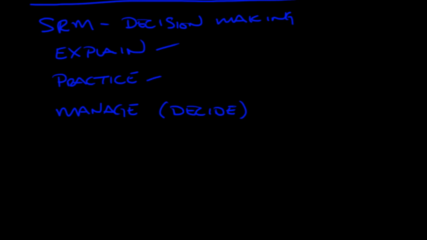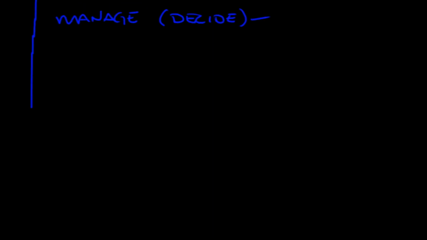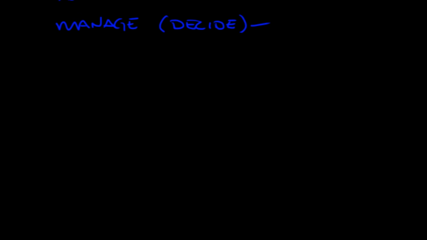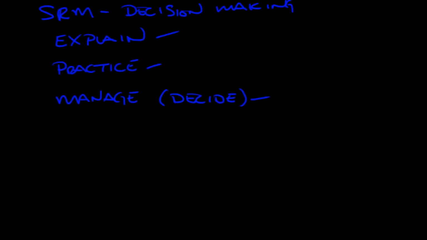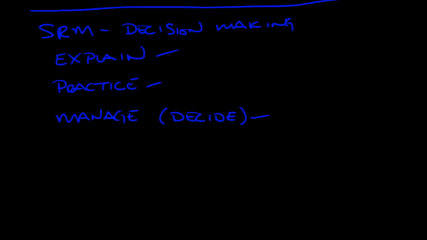Explain, practice, and manage or decide. And again, this is going from simple to advanced, right? So again, if they're able to, I'm not going to belabor the point here, it's similar to the skill-based. They're either able to explain it, they can practice it, or they can do it. That's all that's saying. Okay, time to move on.